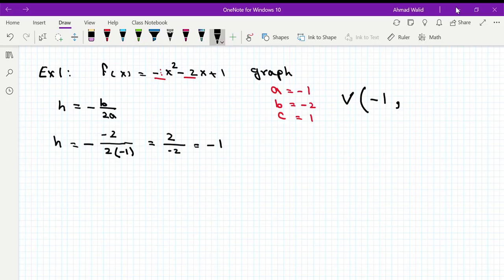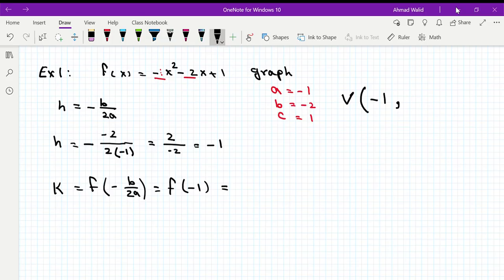Now, how much is k? I have to calculate. The formula for k is k equals f of negative b over 2a. Or in school, your teachers told you, hey, plug this number into the function and that's your k. We call that number f of negative b over 2a. That means f of negative 1, because you already found negative b over 2a. Negative b over 2a was negative 1, correct?